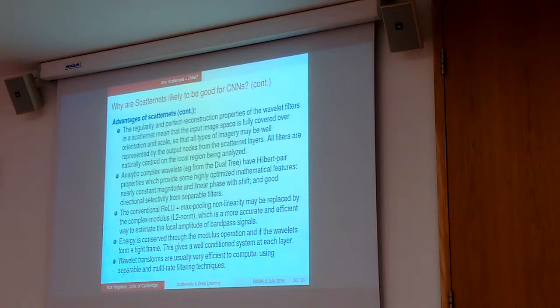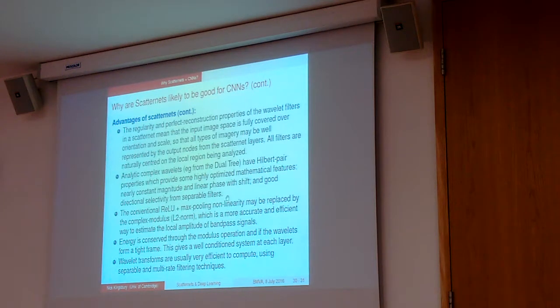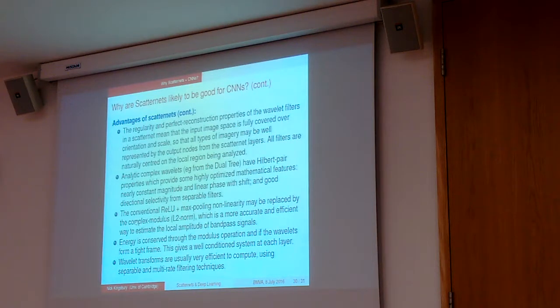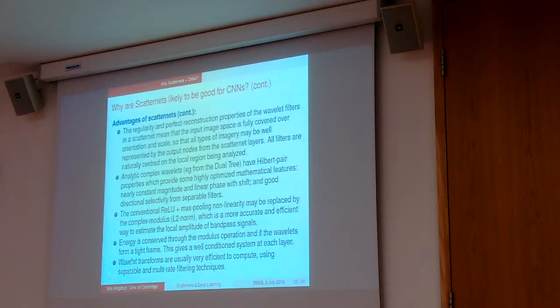The analytic wavelets have these Hilbert pair properties, which provide some highly optimized features, such as the nearly constant magnitude with shift, and good directional selectivity from separable filters. We can create these highly oriented selectable filters because of the properties of complex exponentials when you multiply them together. The ReLU plus max pooling can be replaced by the complex modulus more efficiently. The energy is conserved through the modulus, and as long as the wavelets form a tight frame, it's also conserved, so this gives a very well-conditioned system at each layer.